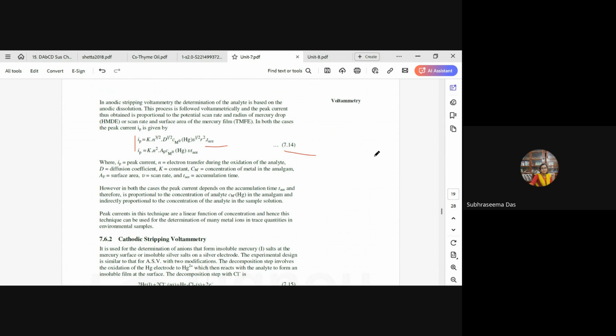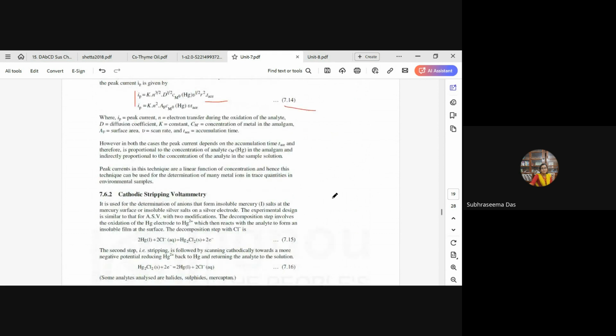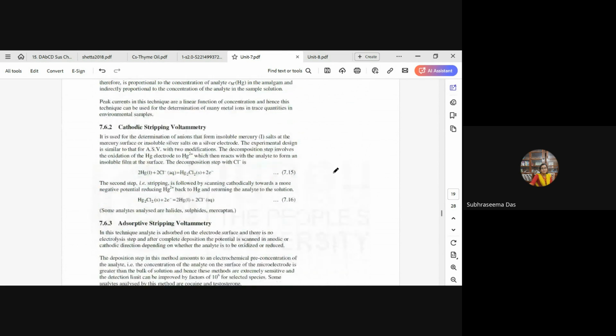However, in both cases, we see that the peak current depends on the accumulation time and is proportional to the concentration of the metal ion in the amalgam, and it is indirectly proportional to the concentration of analyte in the sample solution. So the peak currents in this technique are a linear function of concentration, and hence this technique can be used for the determination of ions even when they are present in trace quantities.